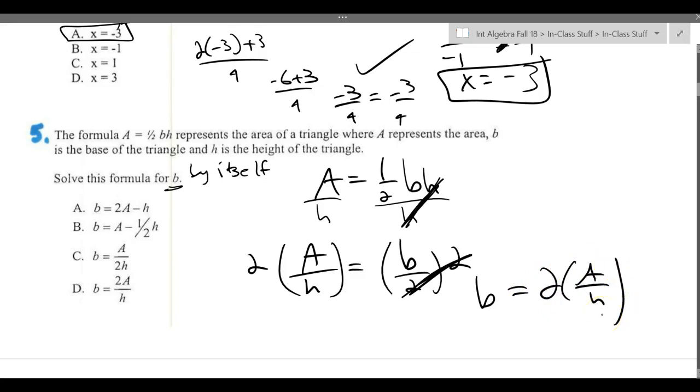Now let's see if that matches up to something we have over here. 2a over h, like that. Now careful, that's different than this one. The 2 is in the bottom here. It's in the denominator here. So that would be 1/2 instead of 2 times. So just be careful on that.